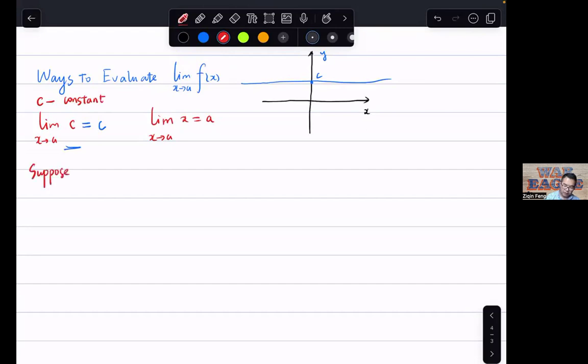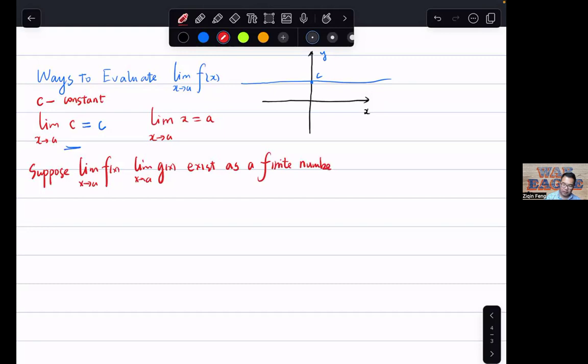Suppose as x goes to a, the limit of f of x, and as x goes to a, the limit of g of x, exist as finite numbers. So the laws we are discussing don't apply to a limit which is infinity, right? So infinite limits don't apply to these laws. The limit is a number.